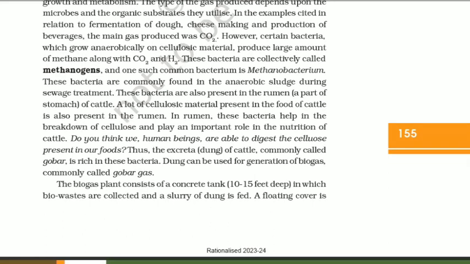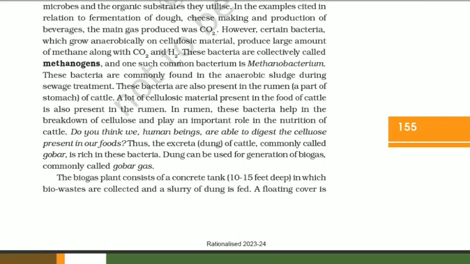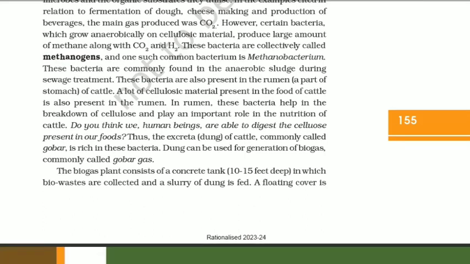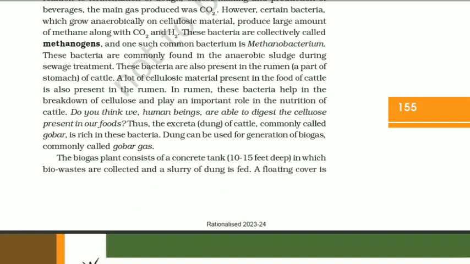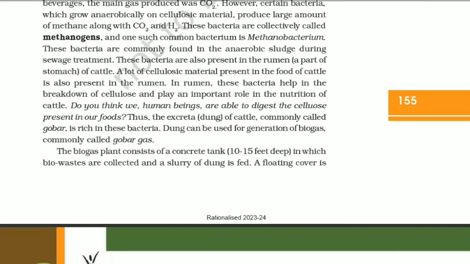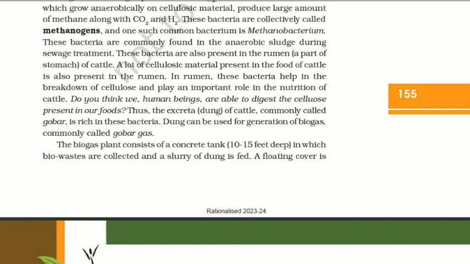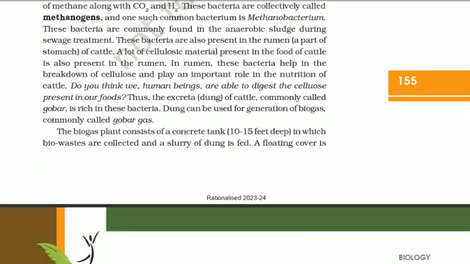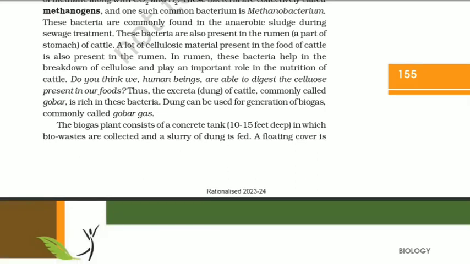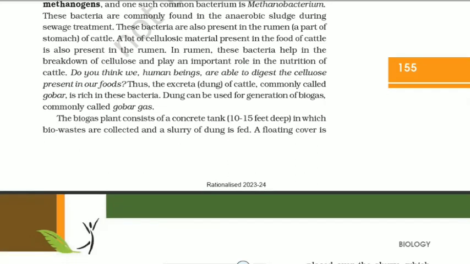In the examples cited in relation to fermentation of dough, cheese making and production of beverages, the main gas produced was CO2. However, certain bacteria which grow anaerobically on cellulosic material produce large amounts of methane along with CO2 and H2. These bacteria are collectively called methanogens, and one such common bacterium is Methanobacterium. These bacteria are commonly found in anaerobic sludge during sewage treatment.